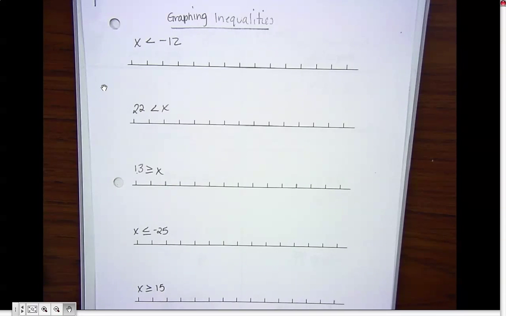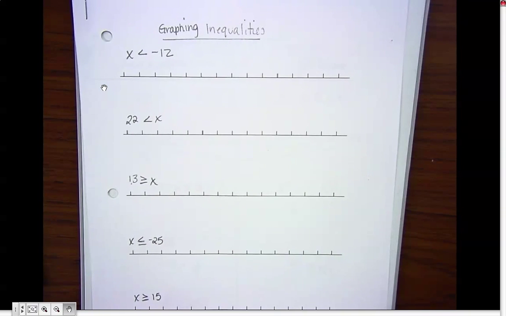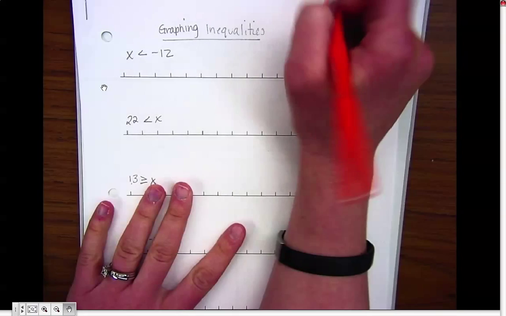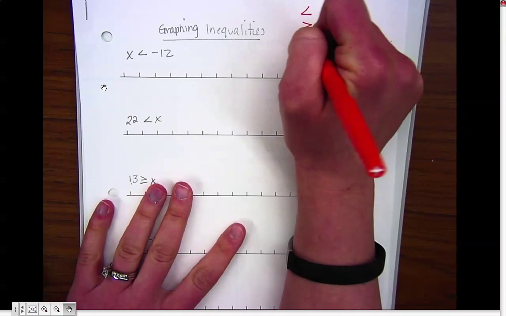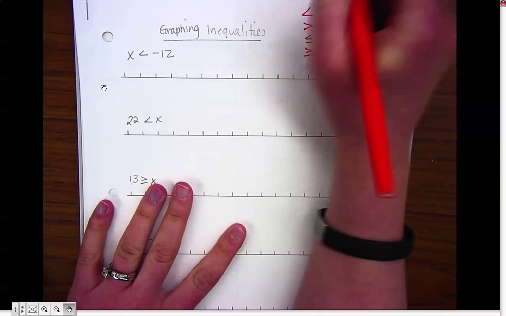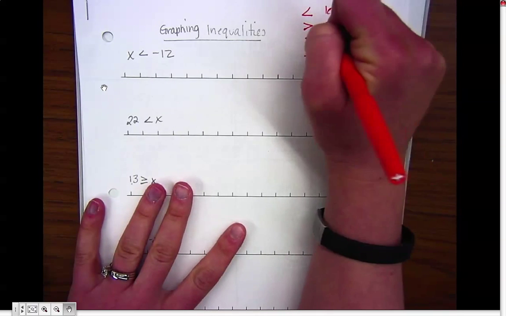All right, welcome to Graphing Inequalities. Before we start out, a review of how to graph an inequality, let's review what the various symbols mean for an inequality. All right, so we have a less than sign, greater than sign, less than or equal to, greater than or equal to.